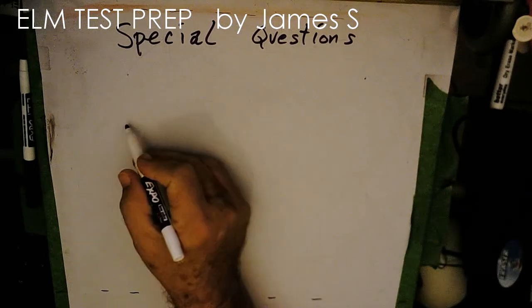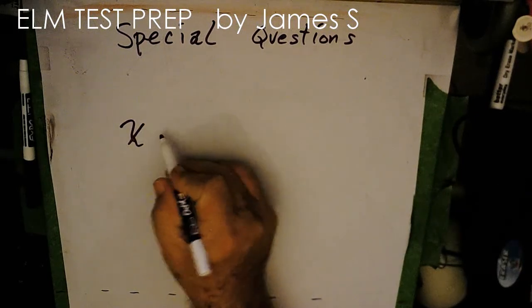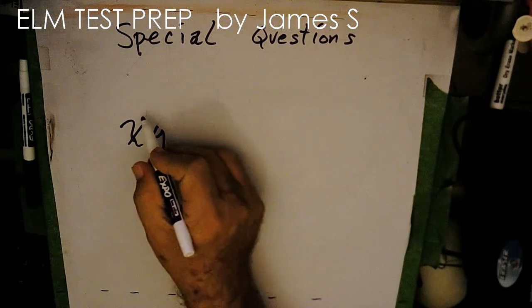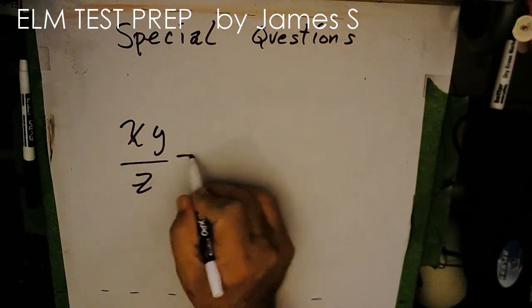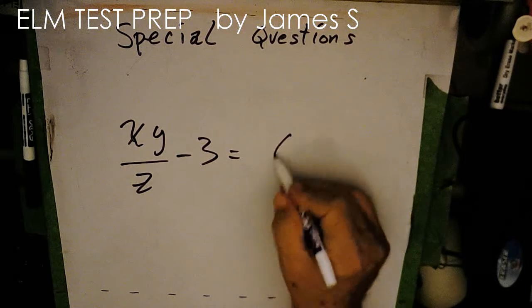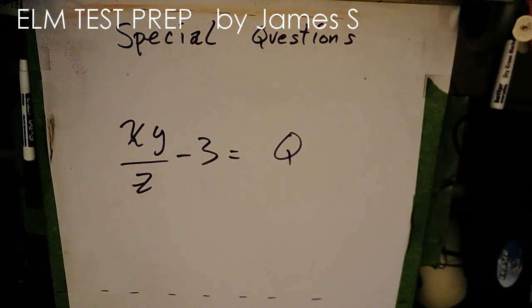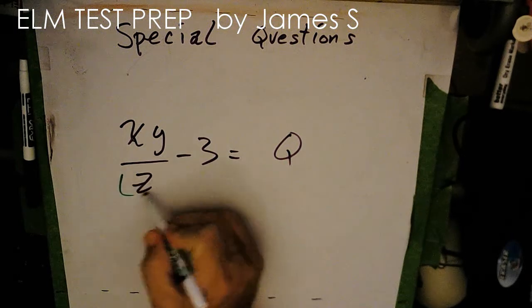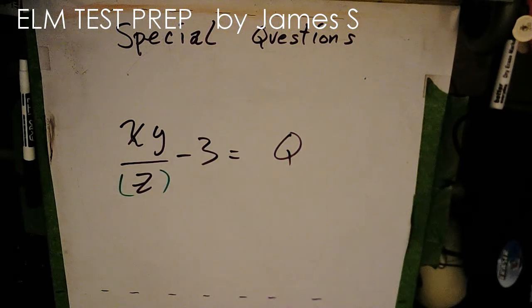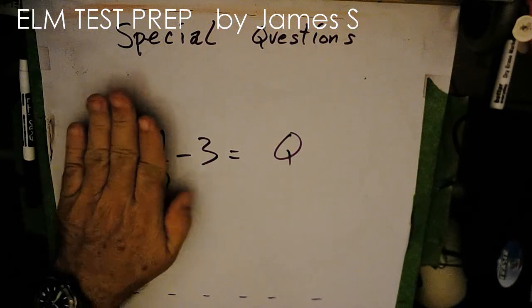Let's say we had x, y over z minus 3 equals q. Well, let's solve it for x. Or better yet, let's solve it for z. That's probably even trickier. Okay, so my z term that I want to solve for is in here.